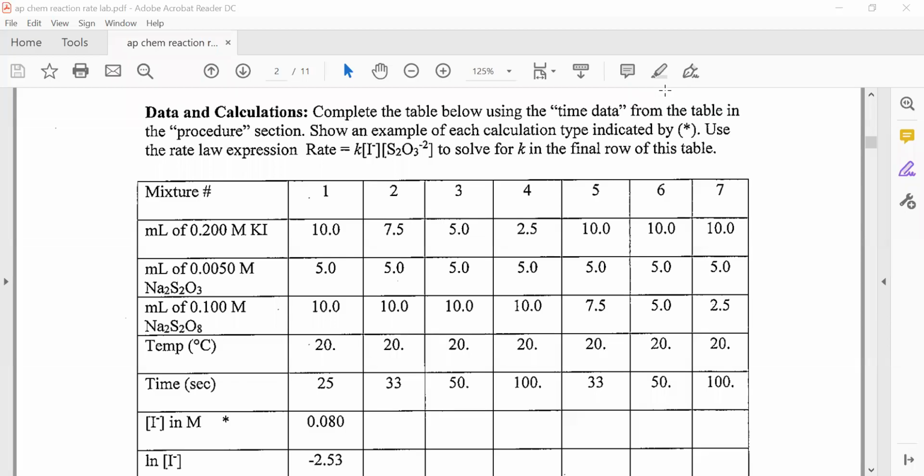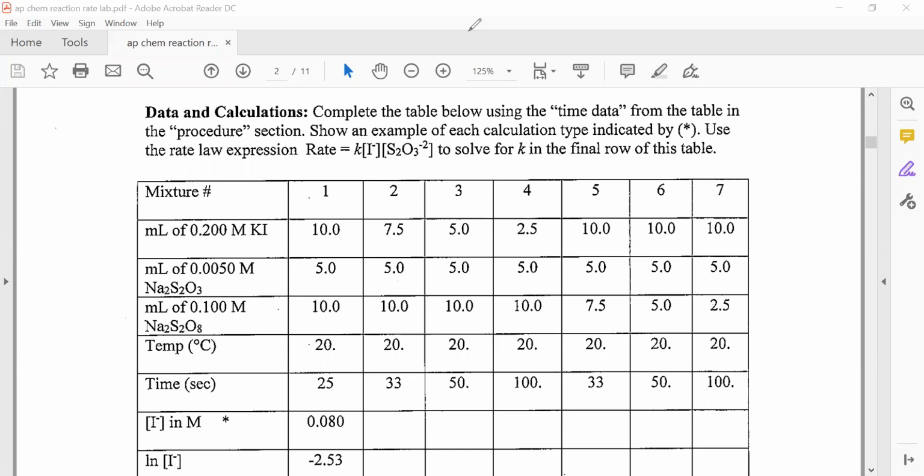In this video, we're going to look at the second part of the reaction rate lab, and primarily we're going to look at the calculations. The big part is this whole big box on page 2. So I'm going to model some of the calculations for mixture 1, and then you can carry that out for the rest of them, and then we'll use that to do some other problem solving right here.